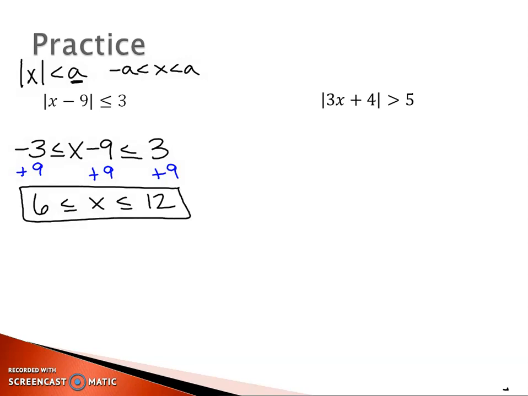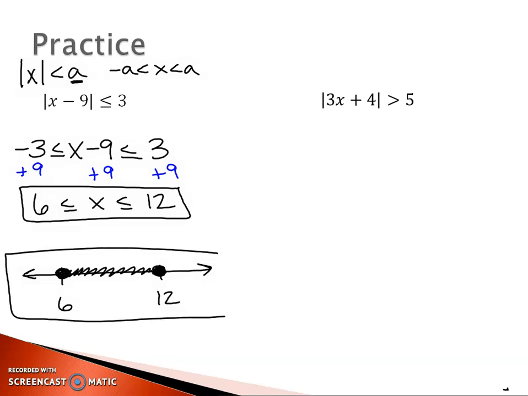Okay, go ahead and graph that there as well. If the x is in the middle, we should be shading in the middle. So I've got, whoops, not 12. Smaller number would be on the left. I've got a 6. I've got a 12. Again, it's less than or equal to, so they'd be closed circles. And since the x is in the middle, I shade in the middle.